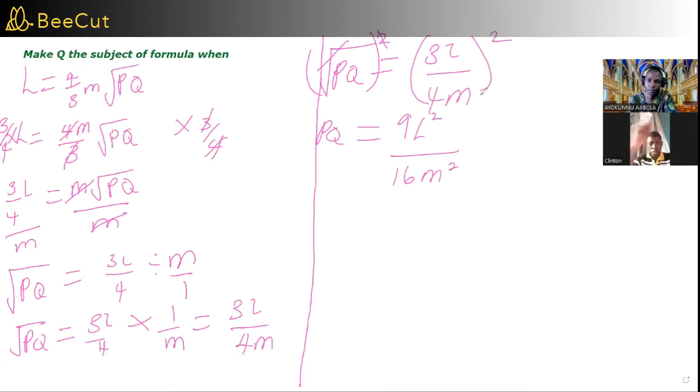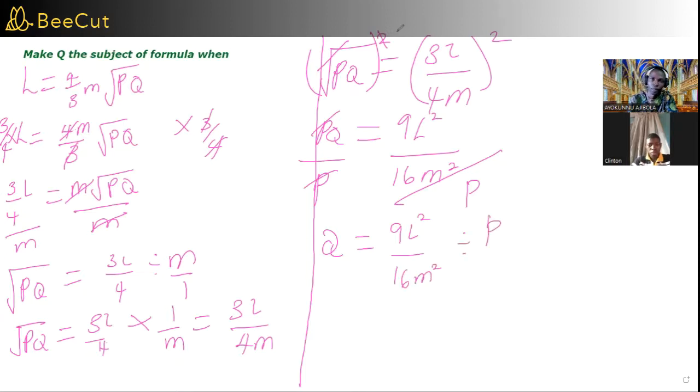Okay, what remains disturbing Q from standing alone? It's just P. So I divide both sides by P. So this over P, then this side over P. So I can now have P cancelling P here. I have Q equal to 9L squared over 16M squared divided by P.